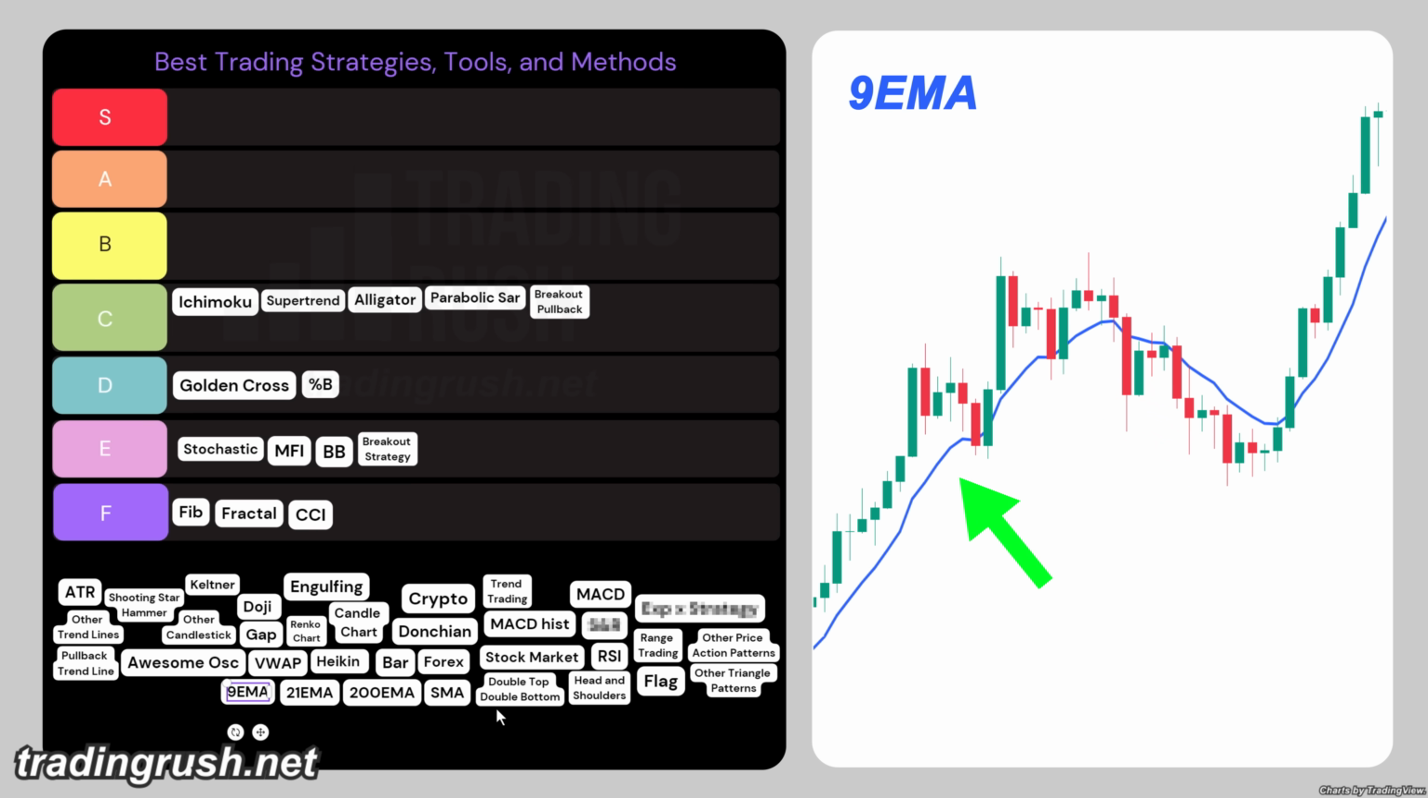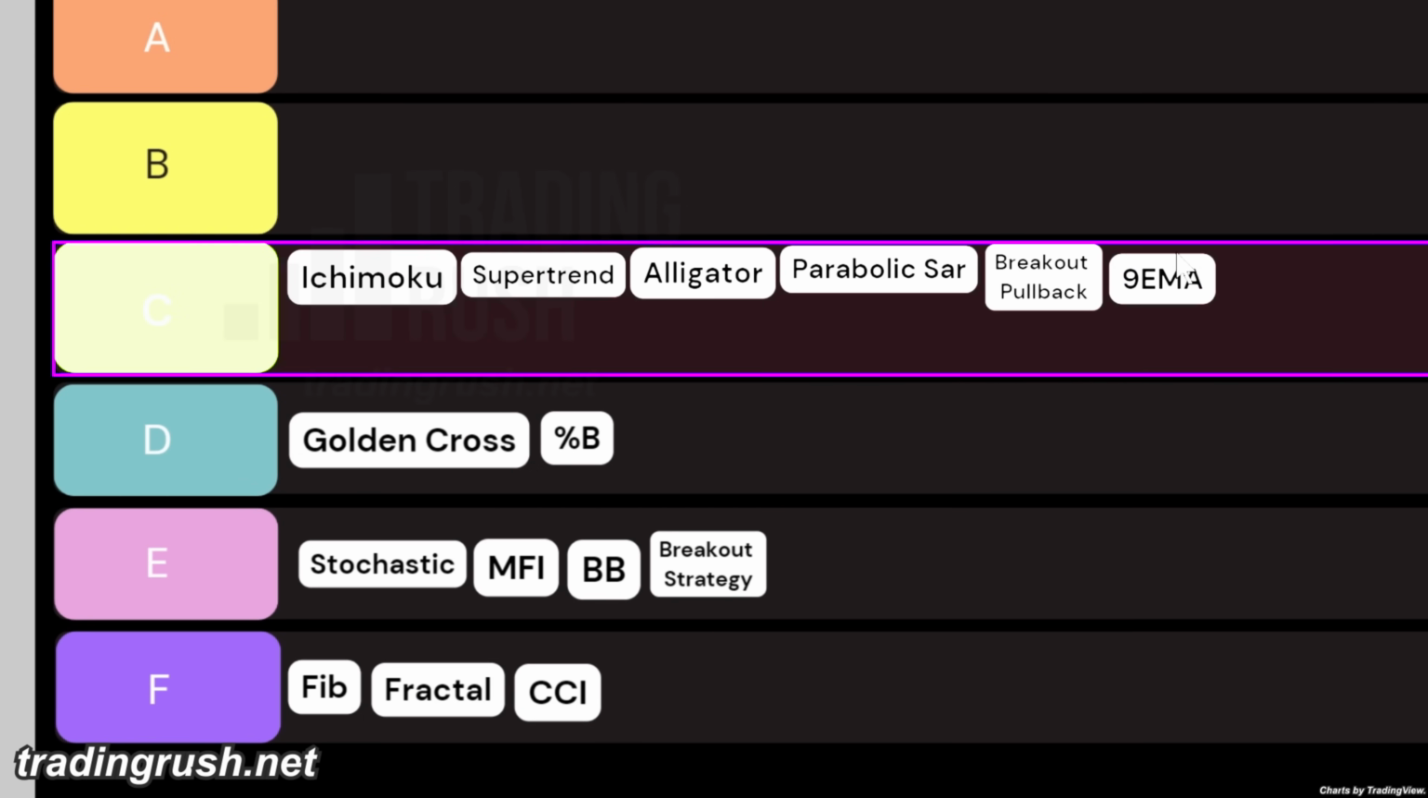The price above the moving average would confirm a strong buying pressure, and the price below the moving average would confirm a pullback. When the price breaks above the 9 EMA again, I would look for a long entry. This strategy worked for me, especially when combined with candlestick entry patterns. I would put it in the C tier.